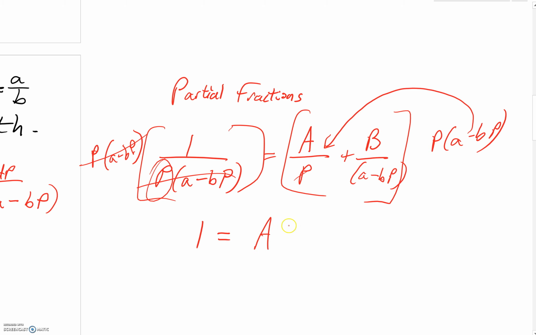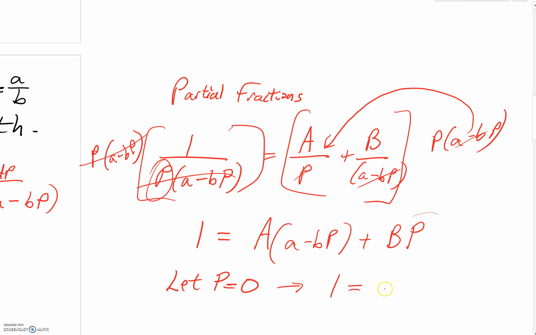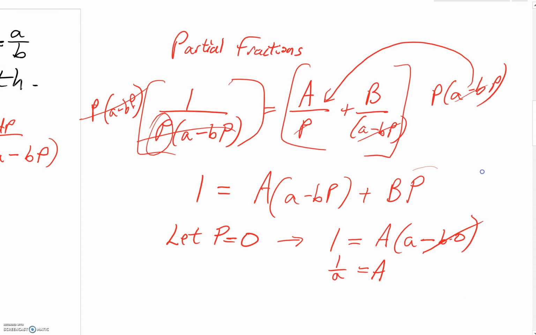You'll have capital A times little a minus bP plus, wow, here it looks a lot nicer. You'll just have a BP. And you can think, well, what should we let P equal? Well, I'll tell you what, let's let P equal 0. And what's going to happen? You'd have a 1 equals, well, here's your capital A minus, well, B times 0, well, that's going to go away. And we can solve for capital A. Capital A is going to be 1 over little a. And we'd say, okay. Well, then what?